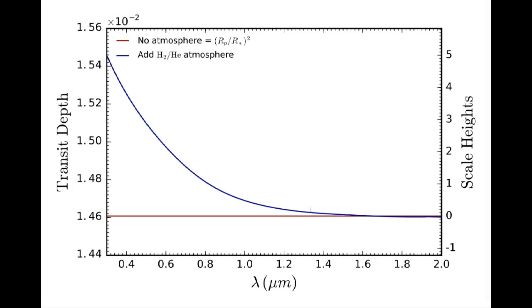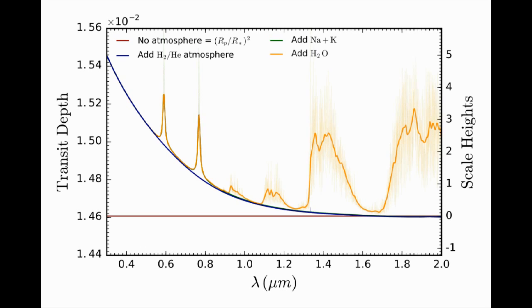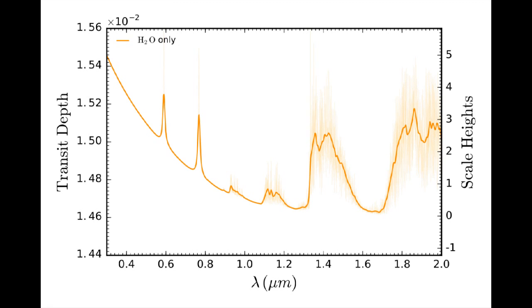Now let's add an atmosphere composed of hydrogen and helium. And again, we see this Rayleigh slope going up towards blue wavelengths. We can then add the alkali metals, sodium and potassium, and we see those sharp absorption features. And in the infrared, we can add water. So with all of this together, this is the kind of transmission spectrum we expect to see as an output from a radiative transfer code which I went away and wrote.